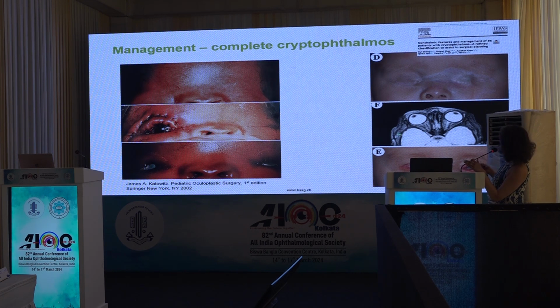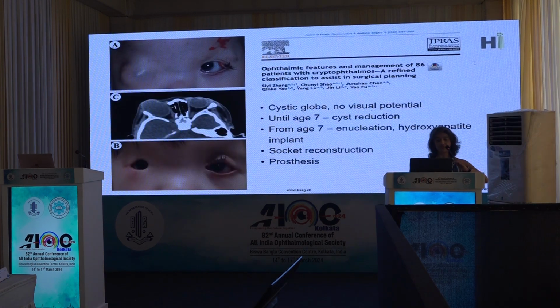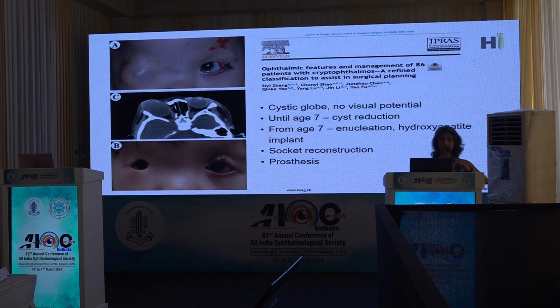And in this case, they also saw that there might be visual potential. They did basically the same thing, and apparently this patient is having ambulatory vision. So not all is lost in these very bad cases. In a case like this, cryptophthalmos can be associated with microphthalmos and with microphthalmos with cyst. And in this case, it's bilateral, but asymmetric.